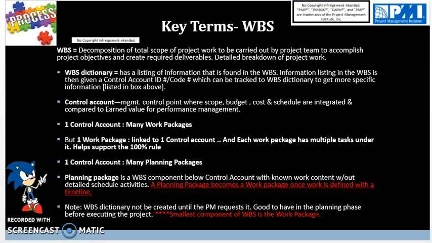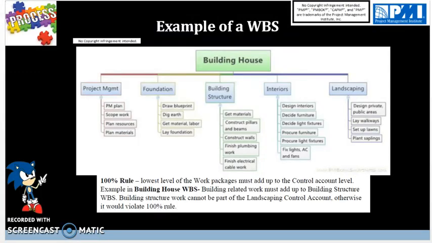The next element to keep in mind here is that for the WBS, you have one control account and many work packages under it. So for project management, you have project management plan, scope work, plan resources, and plan materials. Each control account can have multiple work packages. Under each work package, you can have multiple tasks, but you can only have one work package or task belonging to one control account. So there's a one-to-one relationship between the work package and the control account, but a one-to-many relationship from the control account to work package. This ensures that the 100% rule is being met.